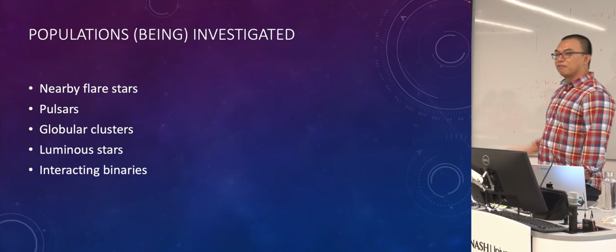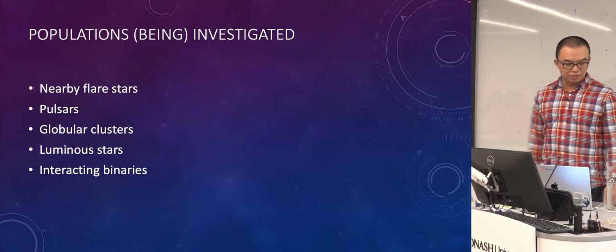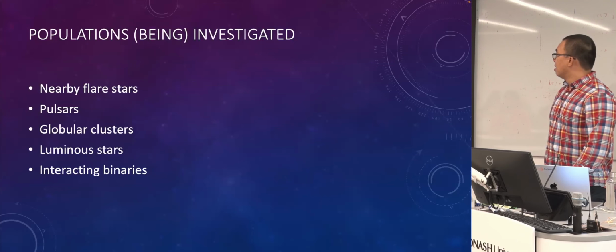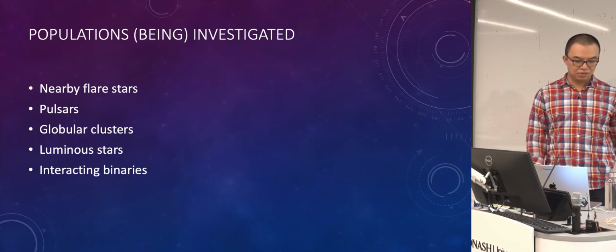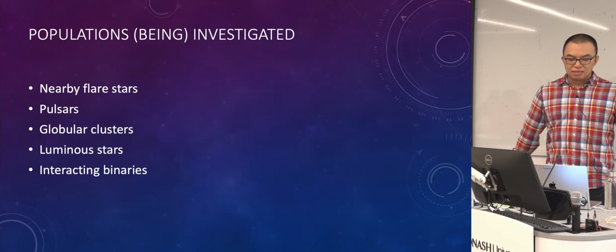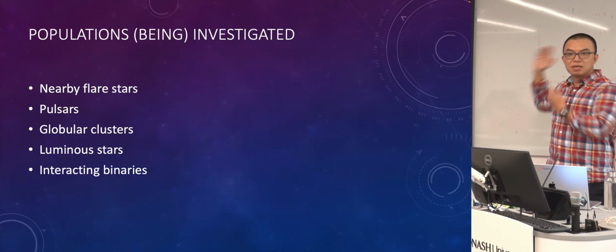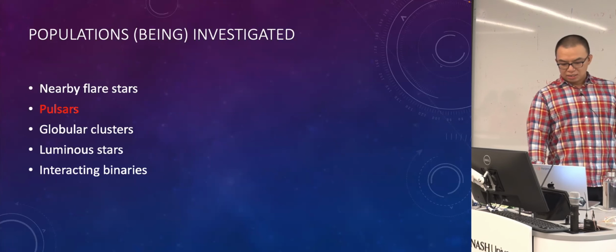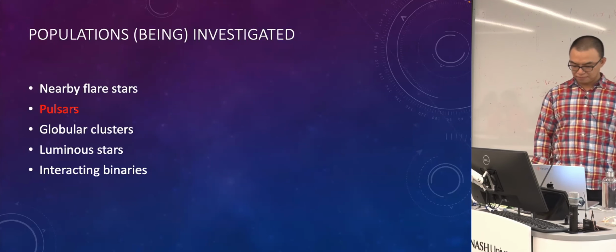As I said, this is part of my PhD project, so this was performed on quite a few different types of objects, including nearby flare stars and pulsars, clusters, luminous stars, interacting binaries, and possibly some more as well. If you're interested, you can ask me about any of these. I actually have slides for all of them. But for today, we're going to focus on pulsars.